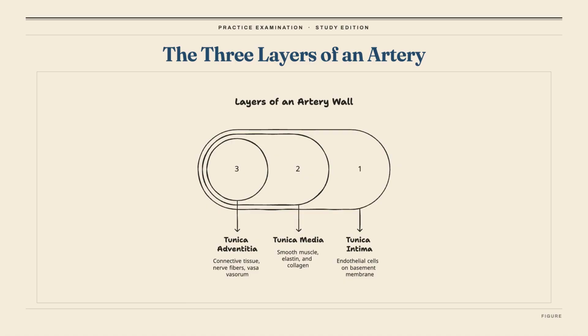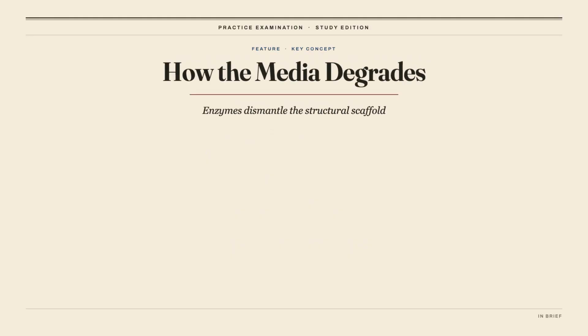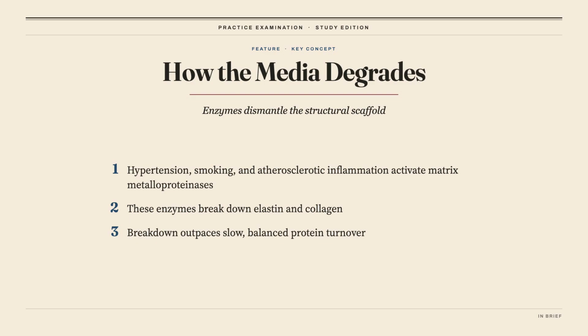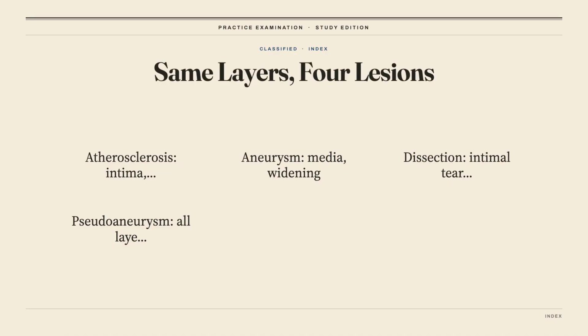The tunica adventitia is tough outer connective tissue, carrying the vasa vasorum that feeds the thick wall itself and containing blood in a pseudoaneurysm. The degradation itself is enzymatic. Chronic stress from hypertension, smoking, and atherosclerotic inflammation activates matrix metalloproteinases, enzymes that break down elastin and collagen faster than the body can replace them. So the wall thins and loses its ability to recoil, and dilation begins.